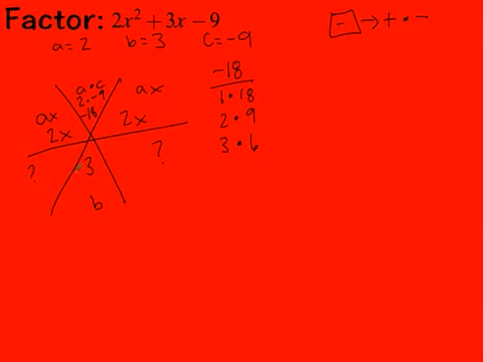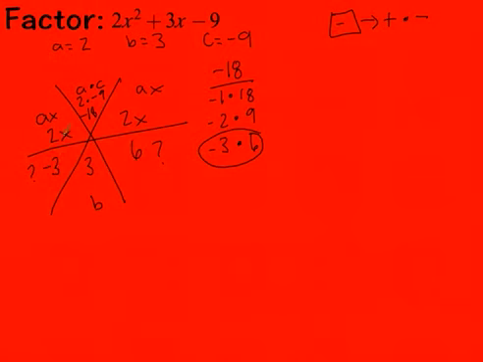So since we have a B that is positive 3, we're going to go through and make all of our bigger numbers positive, which means all our smaller numbers would have to be negative. So the only one that will add to give us positive 3 would be negative 3 plus positive 6. So we'll do negative 3 and positive 6.